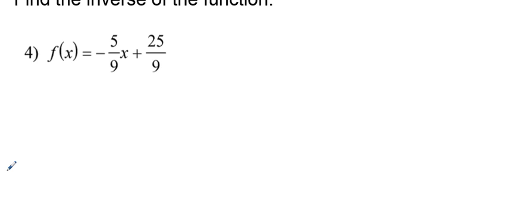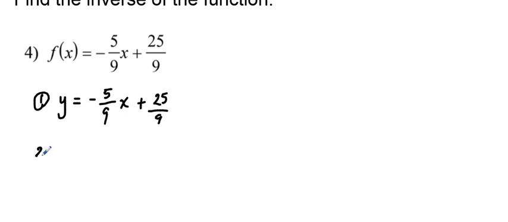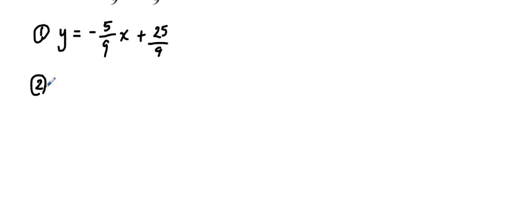Okay, next up we have our last inverse problem. So it says find the inverse of f of x equals negative 5 over 9x plus 25 over 9. So we're still going to follow our steps. Step 1, y equals negative 5 over 9x plus 25 over 9. Step 2, we switch our variables. So we are going to get x equals negative 5 over 9y plus 25 over 9.